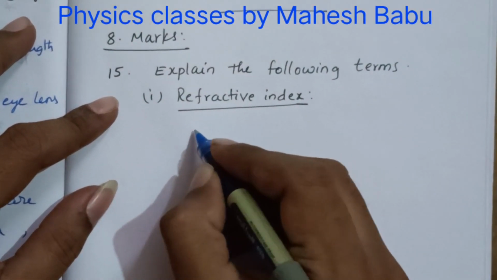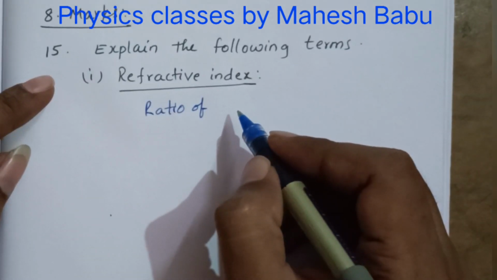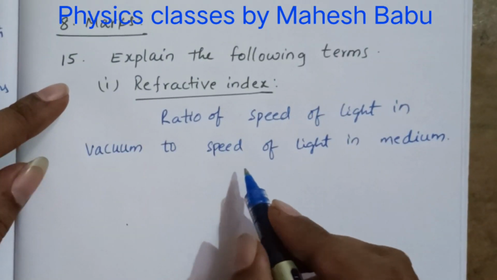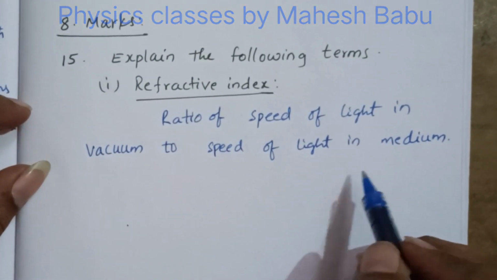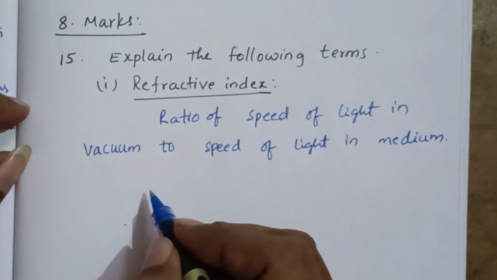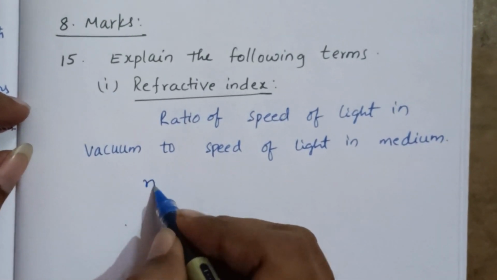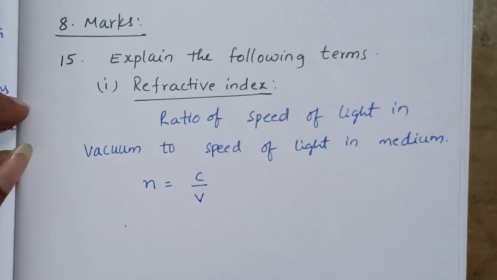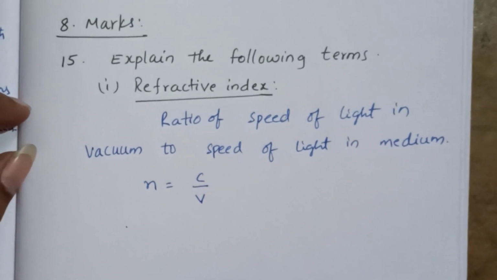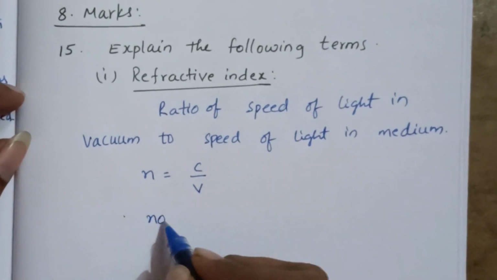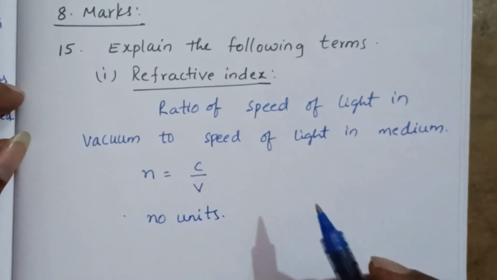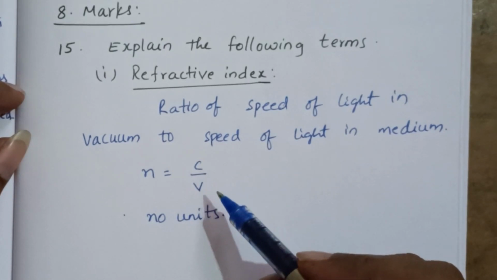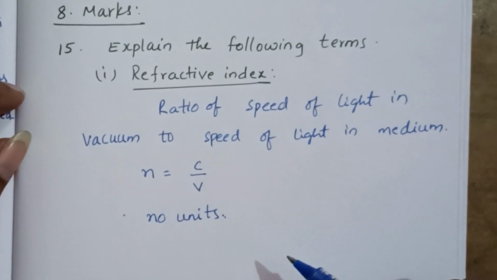Refractive index is the ratio of speed of light in vacuum to speed of light in medium. Refractive index is denoted by the letter n, speed of light in vacuum c, speed of light in medium v. n equals c by v. Refractive index has no units. Why no units? It is the ratio of two same physical quantities, so refractive index has no units.